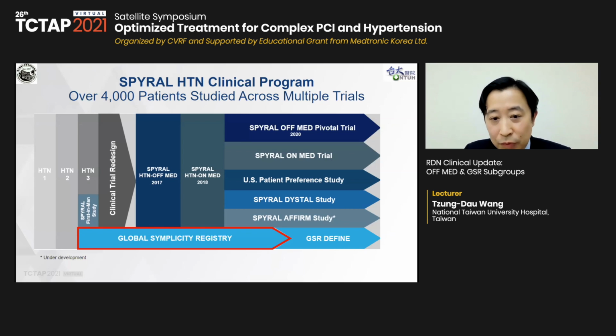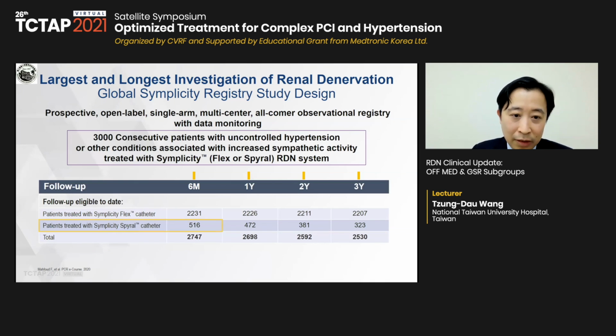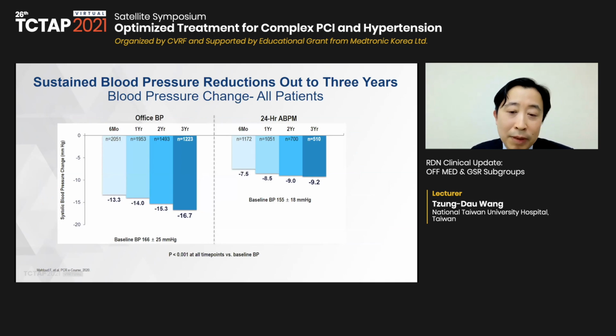Following the pivotal trial, which is a clinical trial, we then look at the real-world Global SYMPLICITY Registry data. There are over 4,000 patients included throughout all the SPYRAL program, and more than 2,000 patients included in the Global SYMPLICITY Registry. As I show here, there is the first-generation Flex catheter and the second-generation Spyral catheter. More than 500 patients treated by the Spyral catheter are also included in the Global SYMPLICITY Registry. There are three major findings.